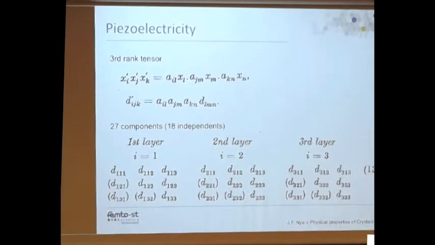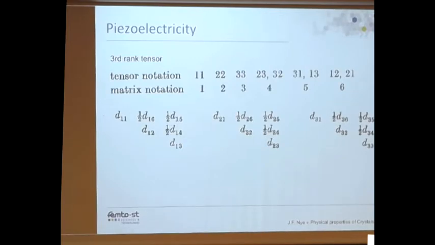So there are 27 components that describe the complete relationship between the 9 components of stress or strain and the field and polarization, which is a vector. But as strain and stress are symmetric tensors, we have only 6 different constants, not 9. We need only 18 independent coefficients in general, not 27. Writing all these 27 coefficients starts to be big.